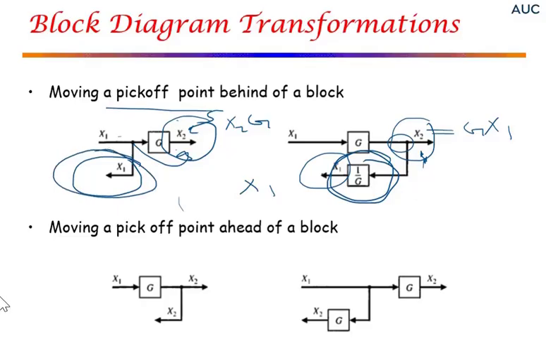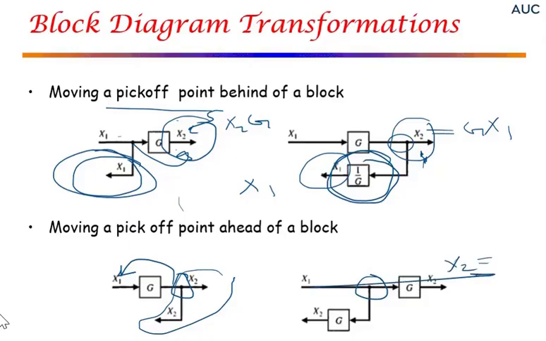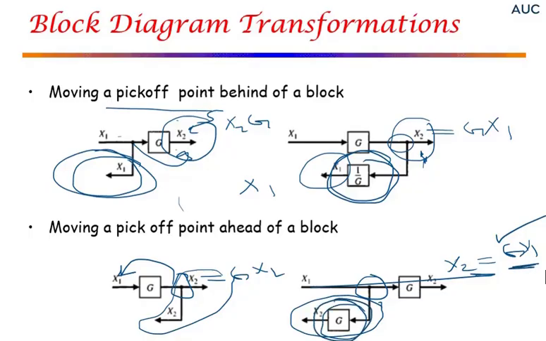Moving a pickoff point ahead of a block, so this point is to be moved here. Again, what you have here as outputs would be x2. So if I move the point here, the signal in this direction remains to be x2, which is g x1. This is g x1, so that's correct. However, this signal has to remain as x2, g times x1, so I have to multiply here by g in order to keep x2 unchanged. So these are the basic ideas that we have to follow.